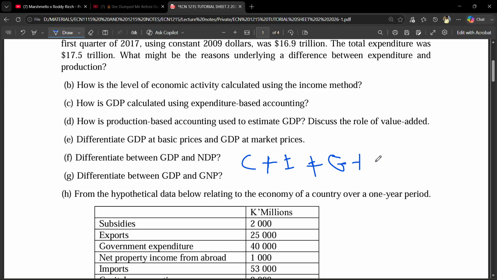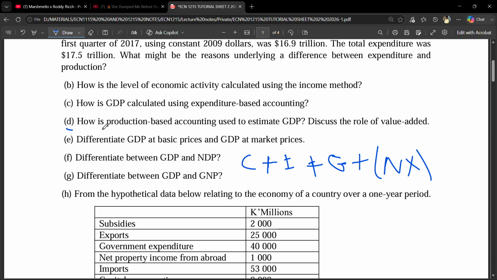Okay, we can as well add net exports if it is an open economy. If it is a closed economy, we do not add this. But since this is an open economy, we're adding net exports. Okay, we move on.